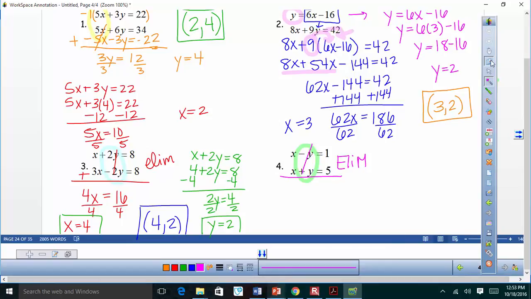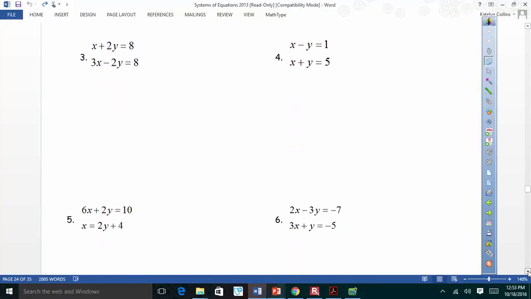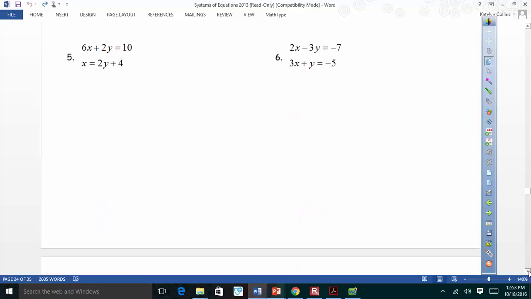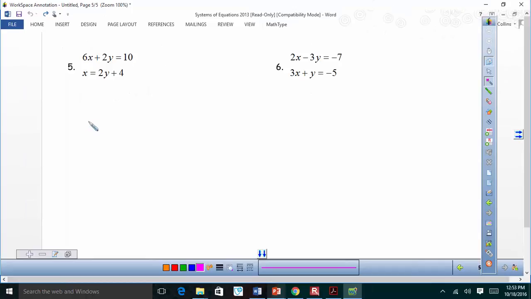So this makes this a really easy elimination problem. Okay? All right, let's look at the next ones. Okay, so number 5, looking at the format, would we use substitution or elimination here? Substitution. Why substitution? Very good. X is already by itself, so this would be substitution. And remember, we're taking this and we're substituting it in for the variable in the other equation.